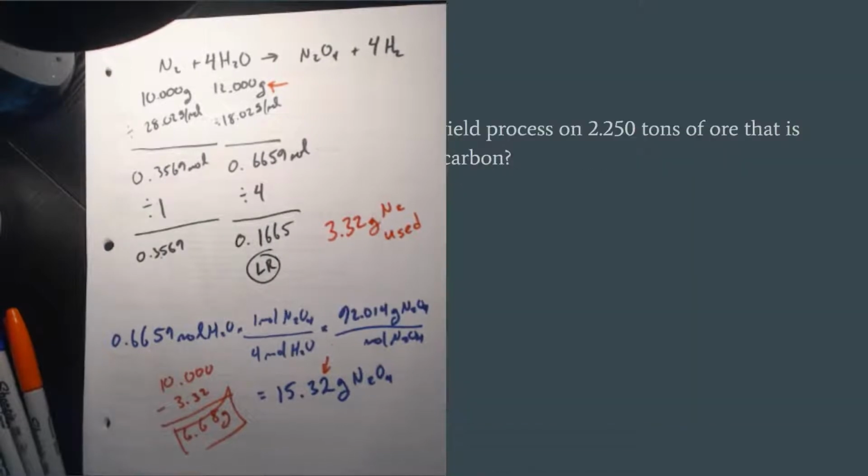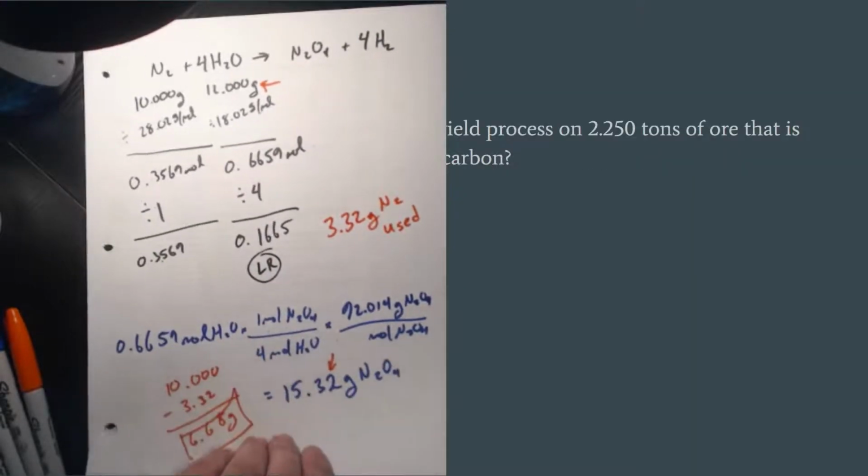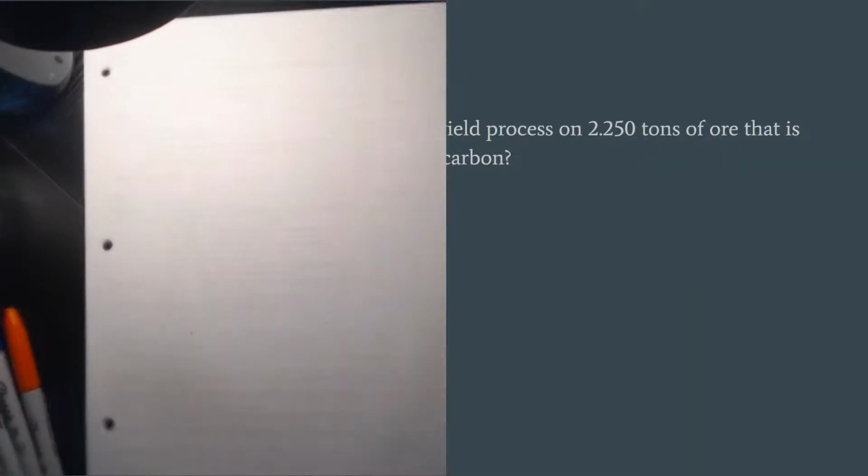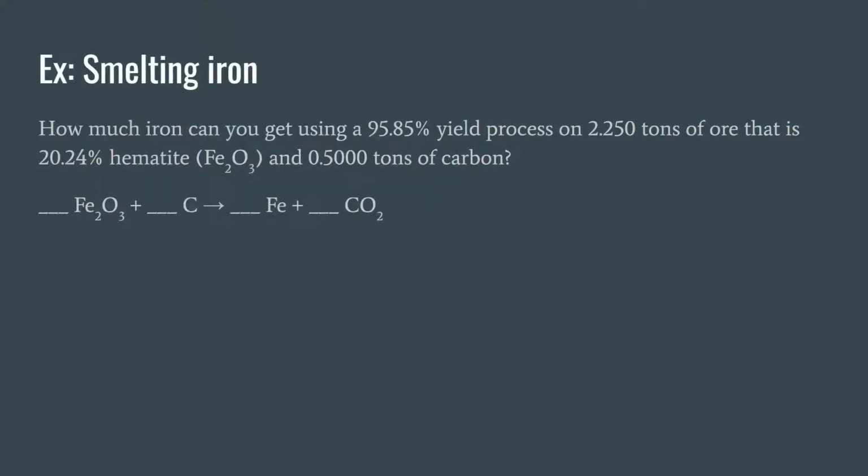All right, I think that's done, nope, one more example. Whoa, I tossed some more stuff in there. Okay, this time it's also a % yield problem, and we have an impure reactant. So in this case, instead of using pure iron ore, pure rust, basically, I said that it is 20.24% hematite. The rest of it would be quartz, probably.